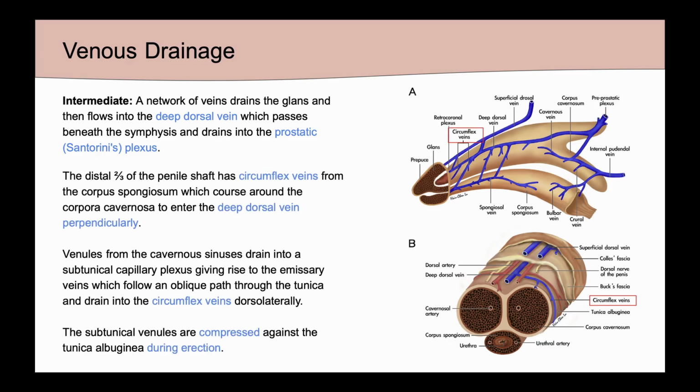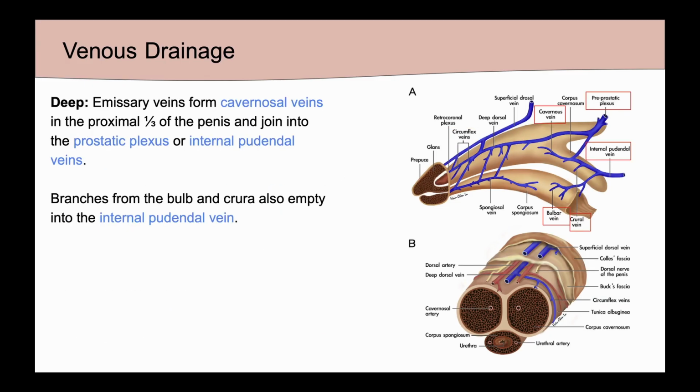The distal two-thirds of the penile shaft has circumflex veins from the corpus spongiosum. These course around the corpora cavernosa and enter the deep dorsal vein perpendicularly. There are also venules coming from the cavernous sinuses that drain into a subtunical capillary plexus. These give rise to emissary veins that follow an oblique path, travel through the tunica, and drain into the circumflex veins dorsolaterally. It's these subtunical venules that are compressed against the tunica during an erection.